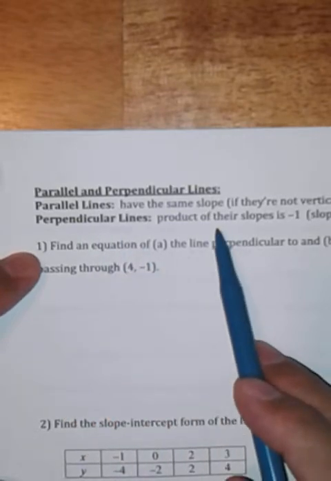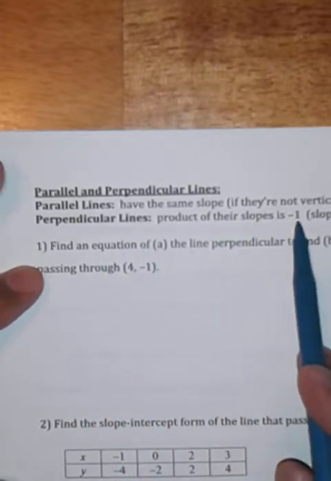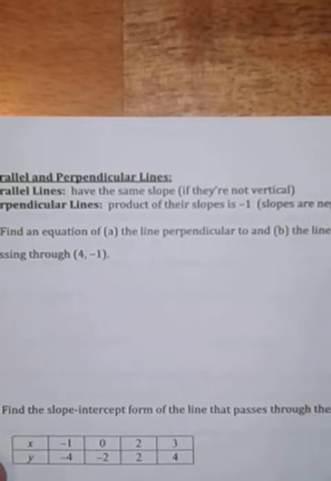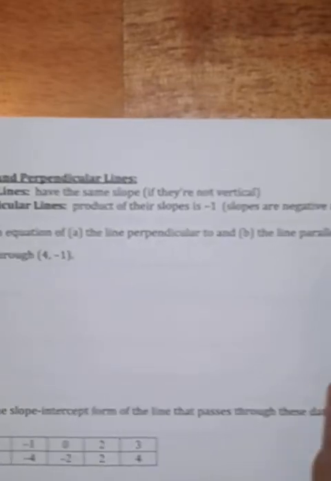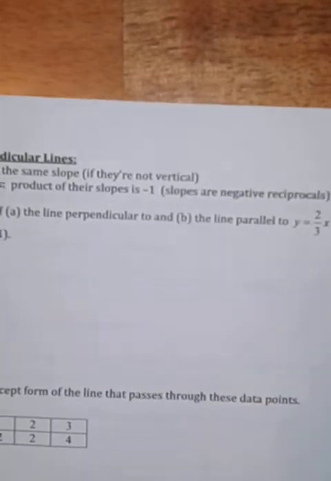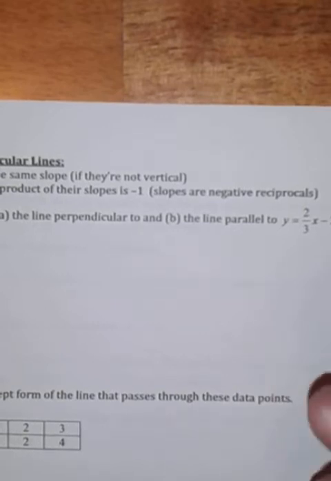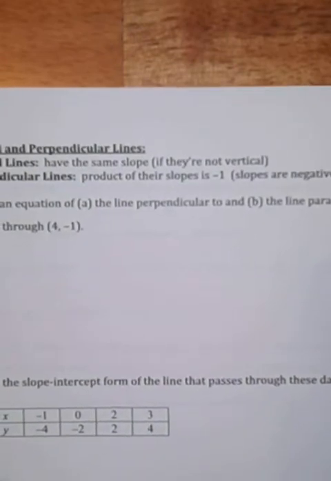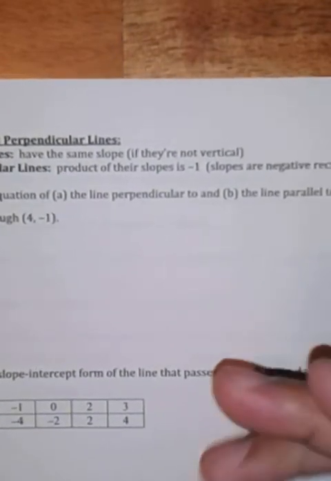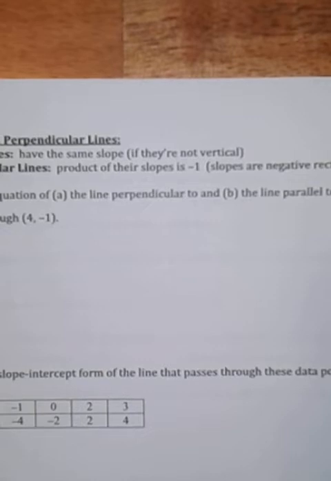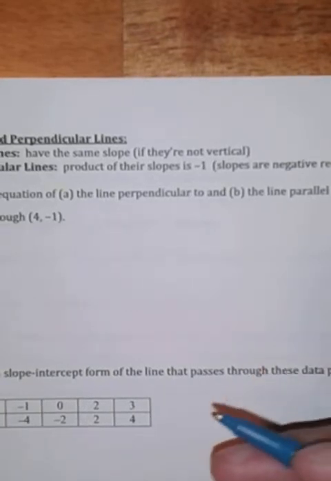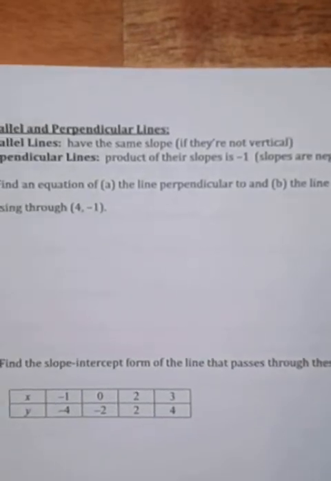Perpendicular lines, the product of their slopes is -1. Or we can also think their slopes are negative reciprocals. Negative reciprocals means they're the opposite sign and then they're reciprocal. So if one of them is -3/2, the other one's +2/3. Or if one of them is -1/2, the other one is +2/1, which equals 2. Or if one of them is +1/2, the other one's -2/1 or -2.